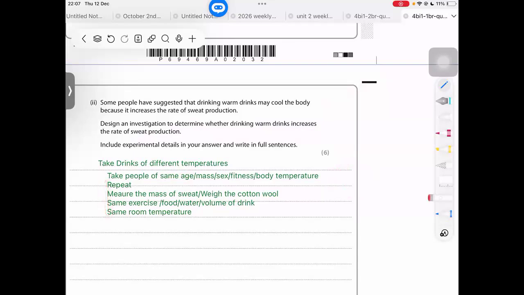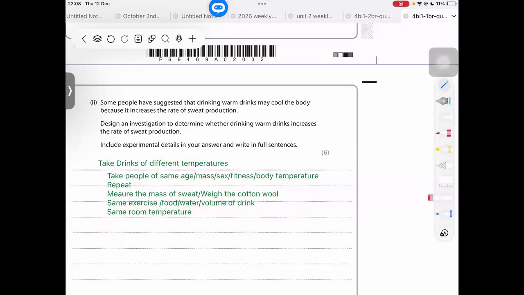You have to explain the experimental details. You have to give all of them the same amount or the same volume of warm drinks, right? First, that means here, same exercise, same food, water, volume drink, this should come second. Even though the marking scheme has said it in this order, you must mention it in the correct order. That means that's how it makes sense, right? So you give them the same volume of drink, right? Same volume of drink should be given to all of them.